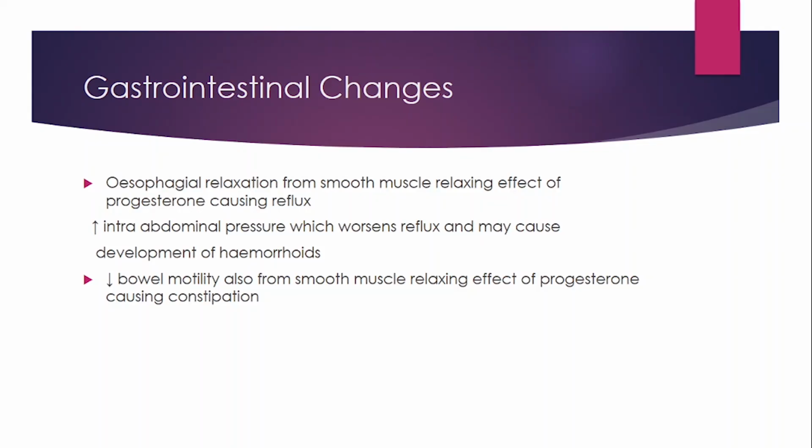In the gastrointestinal system, what do we have? Because of the smooth muscle relaxing effect of progesterone too, we have esophageal relaxation, which may cause reflux, which is a common complaint during pregnancy. You see a lot of women coming to say they have heartburn, they have discomfort in the upper abdomen and all that. That's because of the reflux that takes place from the effect of progesterone on the smooth muscles of the esophagus.